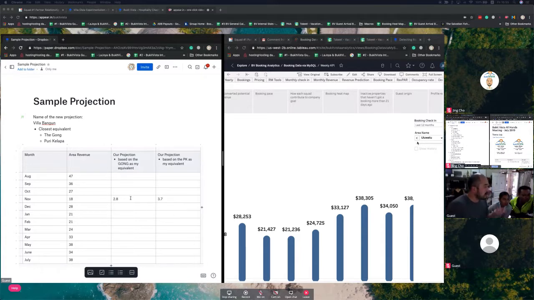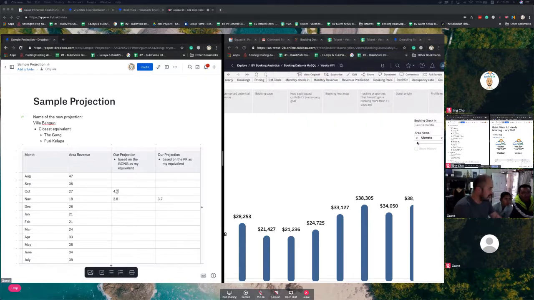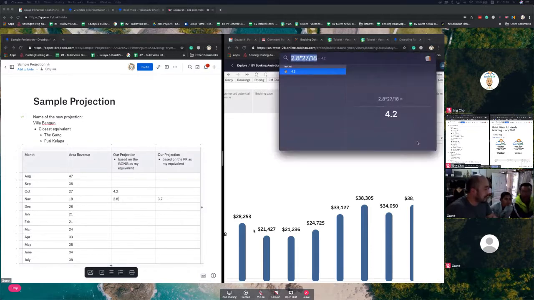Okay, so then I'm going to find out each number. But how am I going to find out each number? I'm going to find out each number based on this. Open over here. Okay, I'm going to find my number based on a proportion. I'm going to take 2.8. I'm going to multiply it by 27. I'm going to divide it by 18, right? It's going to be 4.2. So that becomes my projection for October. Do you see what I just did? Yes, so that means like 40. Yeah, so it follows the same curve.